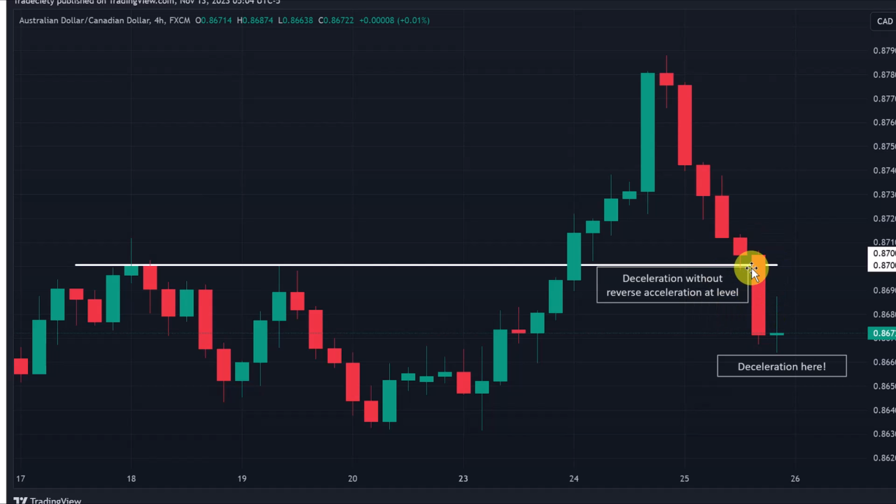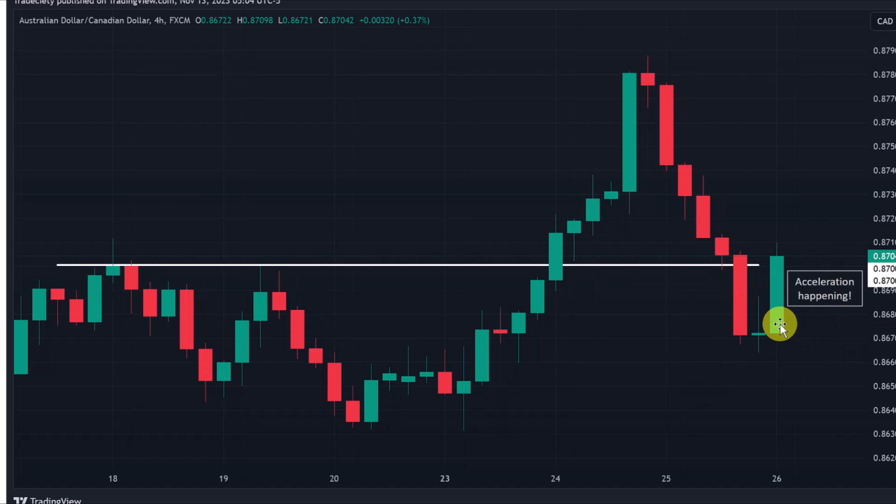So here we have the trap pattern, which is moving lower very, very quickly, and then the deceleration is happening here. So we're having a few criteria that we need. We have the market pushing below a very important past level. We are here seeing the trap candle, and we have the deceleration. Now we're seeing the reverse acceleration to the upside, and the market is closing back above this level.